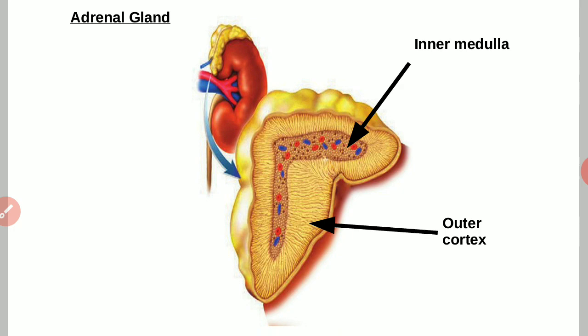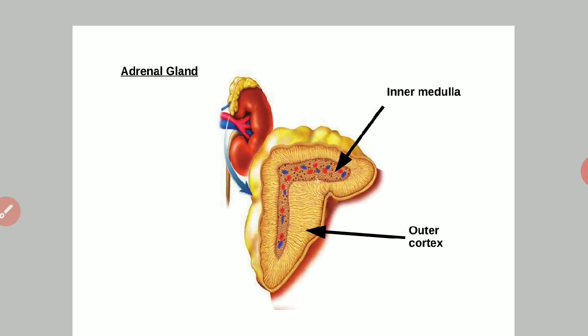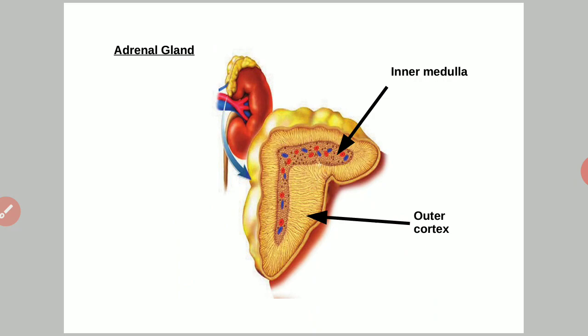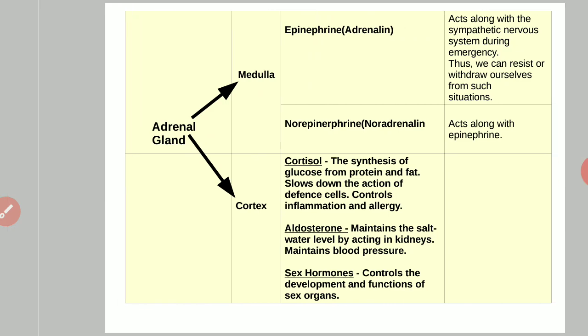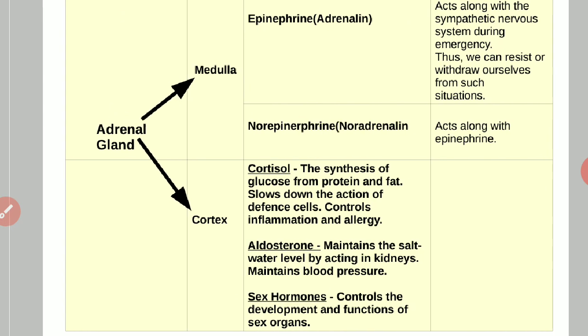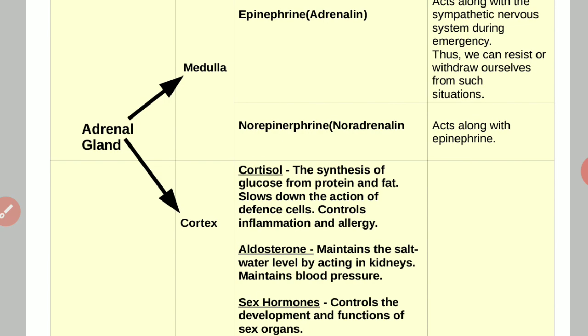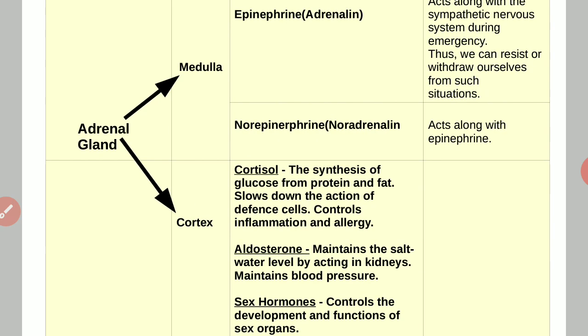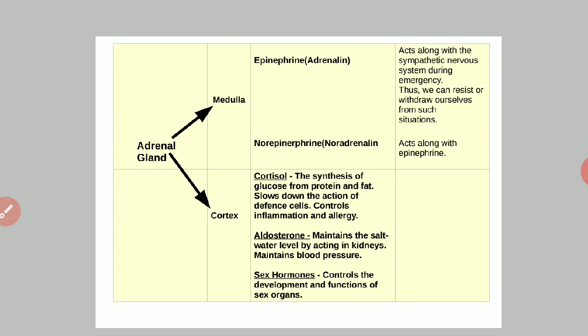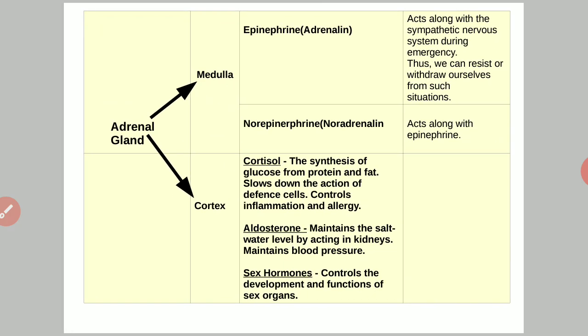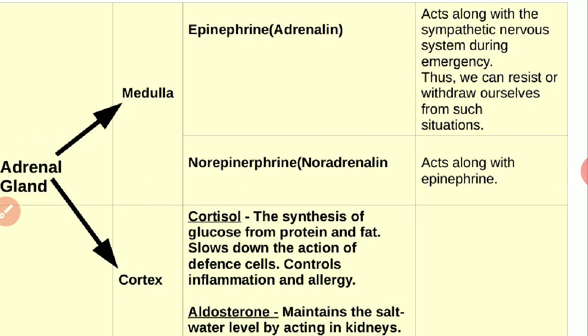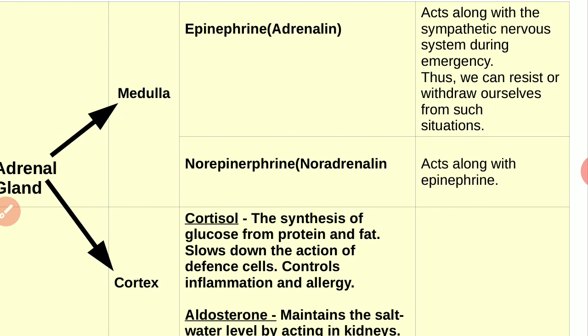Both these parts are producing different hormones. We will see that. This is the location above the kidney, and let us see the function. The adrenal gland has two sections, the inner medulla and the outer cortex. The inner medulla produces the hormones epinephrine and norepinephrine. These are the two hormones produced by the medulla of the adrenal gland.